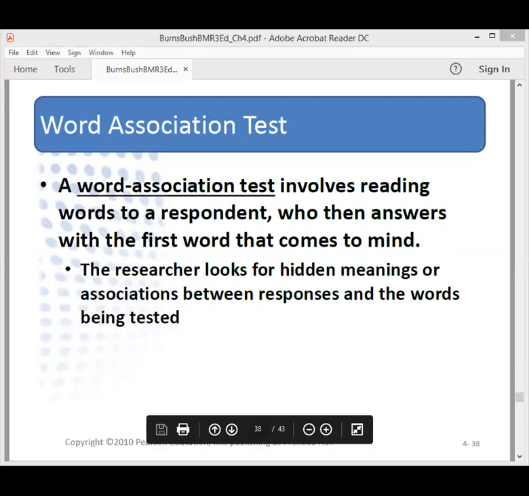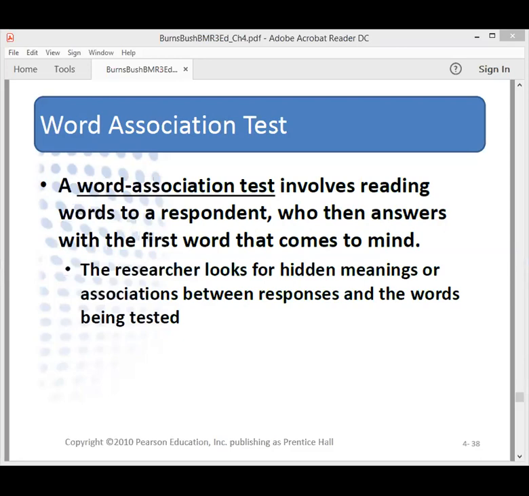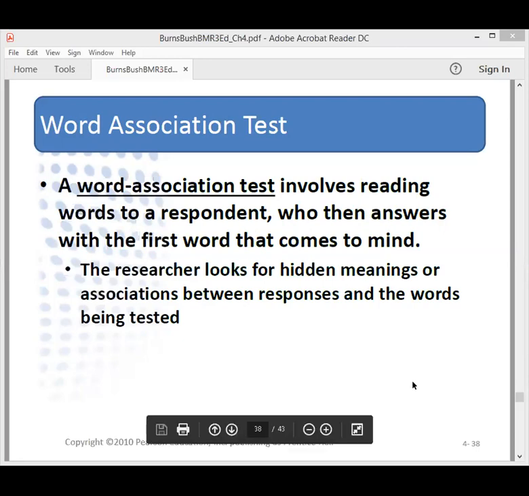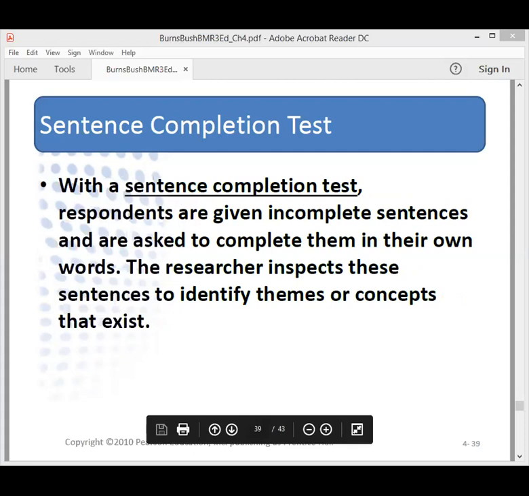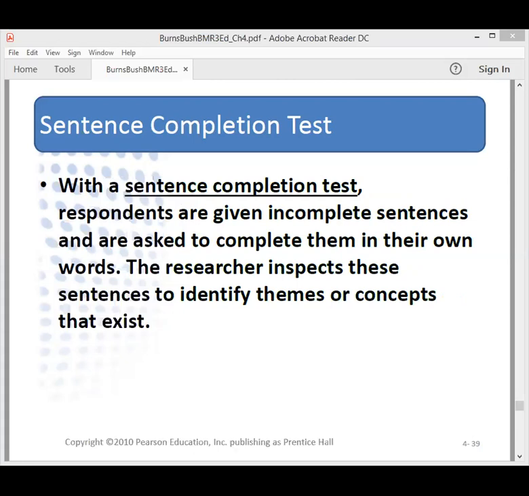Another approach like that is the word association test. The researcher is looking for hidden meanings or associations between responses and the words being tested. Another qualitative research approach is sentence completion. Respondents are given incomplete sentences and asked to complete them in their own words. And the researcher then analyzes the completed parts to identify themes or concepts that exist among the different responses.